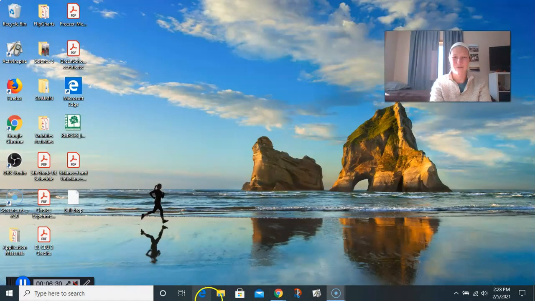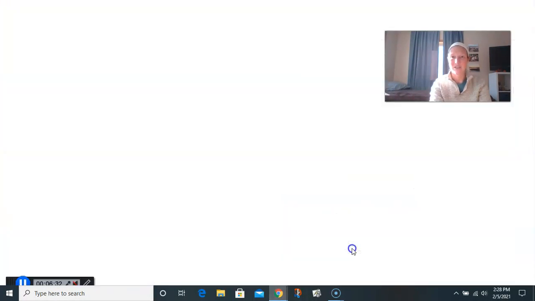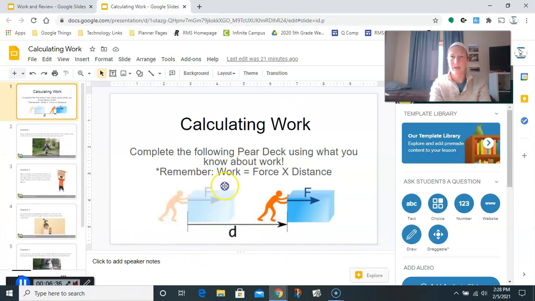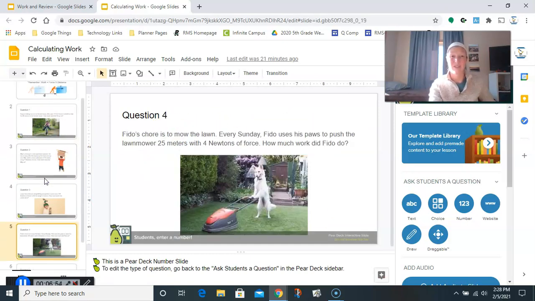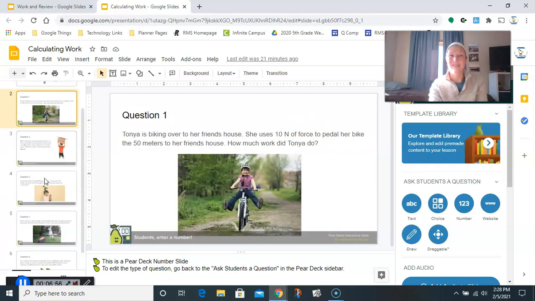So what I need you to do now is to complete the short Google slides that I have for you. It is actually in a Pear Deck. So you're going to open up the Pear Deck, and I have 5 questions for you for practicing. It says calculating work, complete the following Pear Deck using what you know about work. Remember, work is equal to force times distance. Then you're going to go through and type your answer in. There's a little example on each one, just 1 question per page, only 5 questions. So just make sure to try your best.